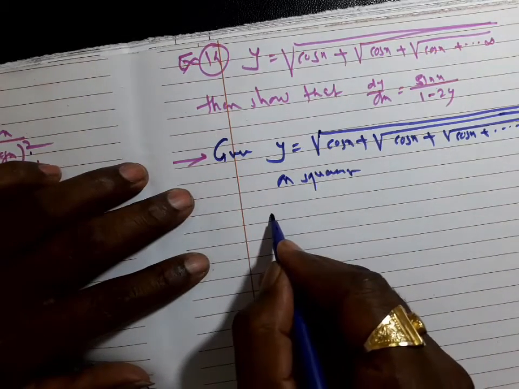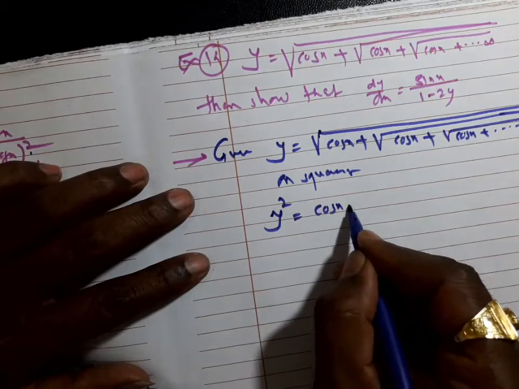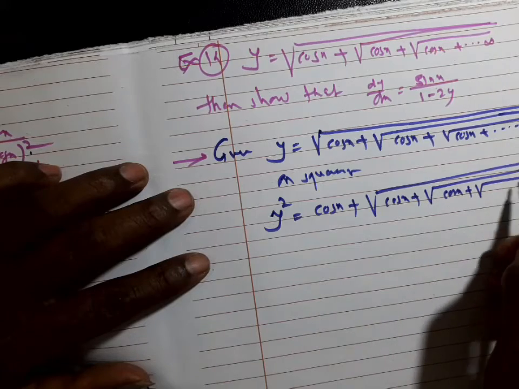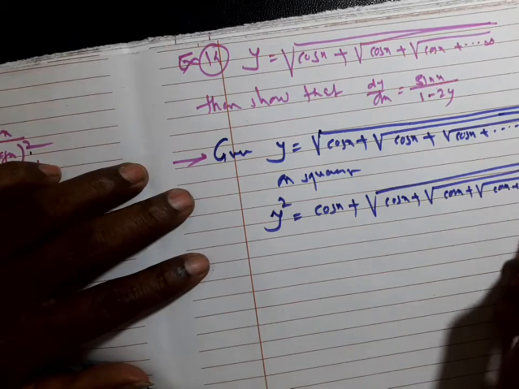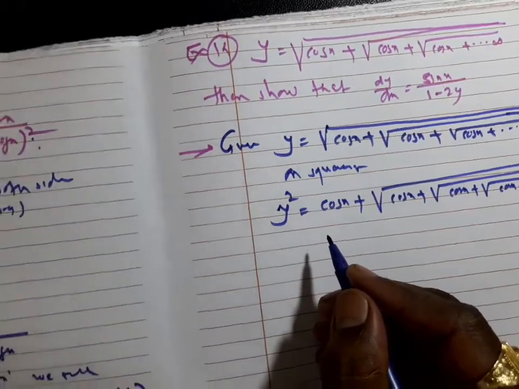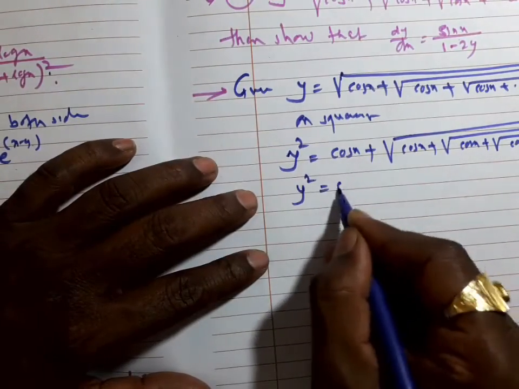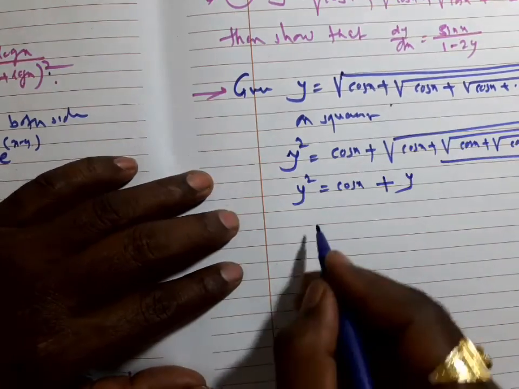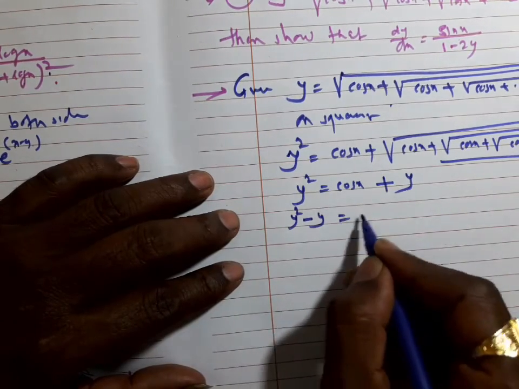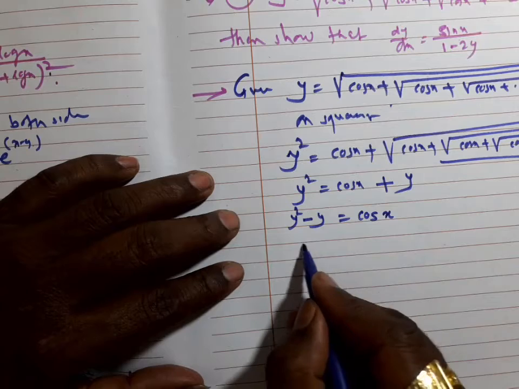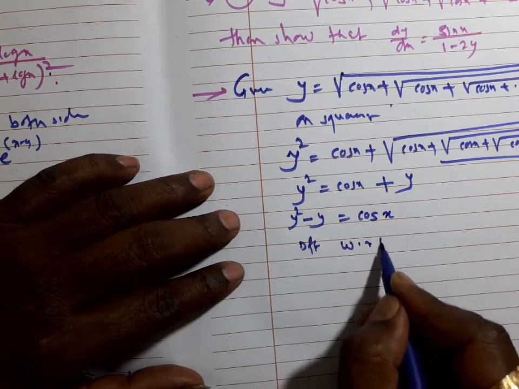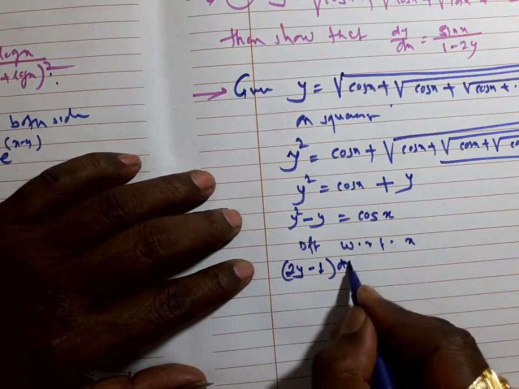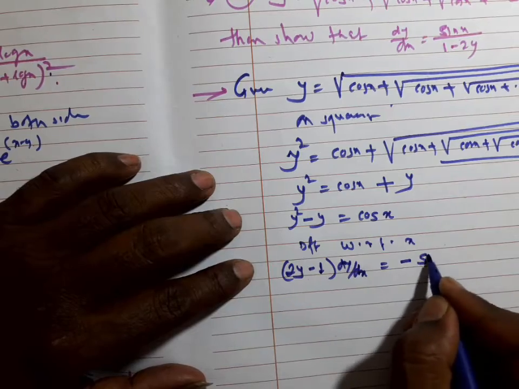Now obviously square root is there, so we are going to square. On squaring, it is y square equals cos x plus root cos x plus root cos x plus root cos x plus infinity. And you know that infinity plus infinity is again infinity. Therefore this y square is equal to cos x plus y. This is again the y. It is y square minus y is equal to cos x. Now differentiate with respect to x, 2y minus 1 dy by dx is equal to minus sin x.